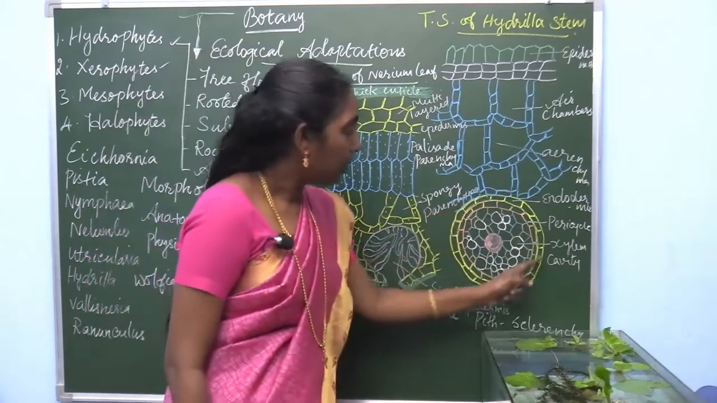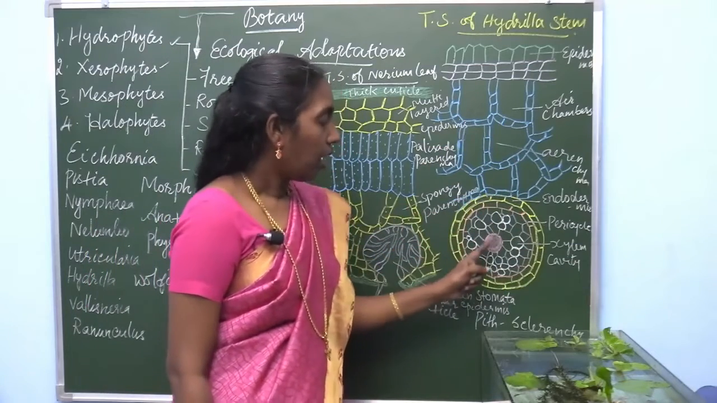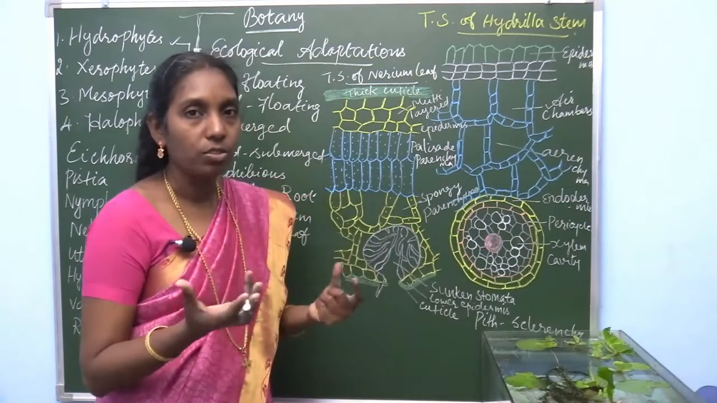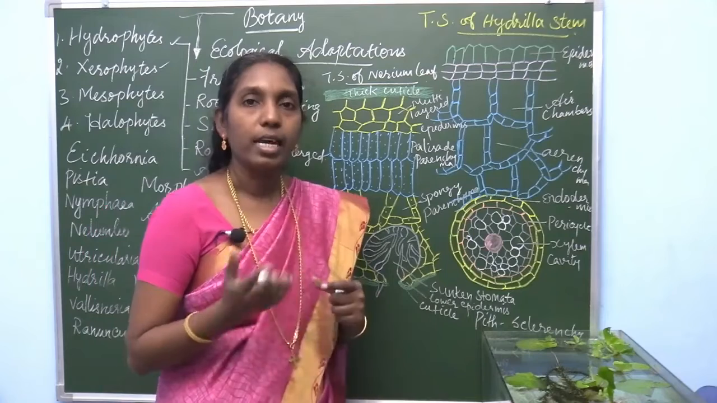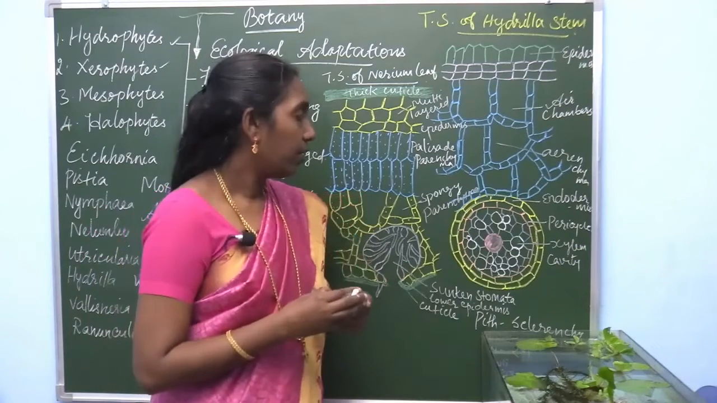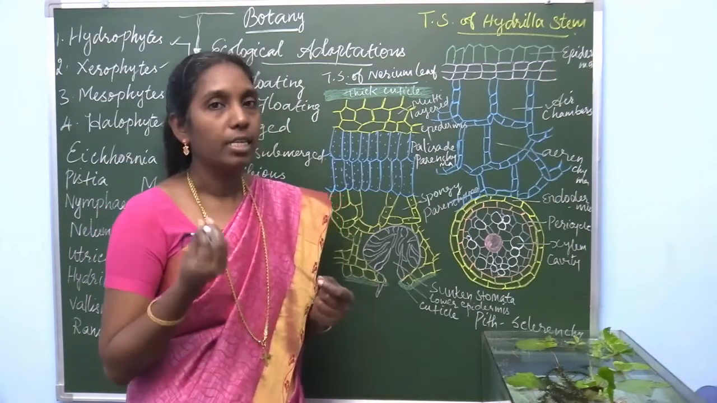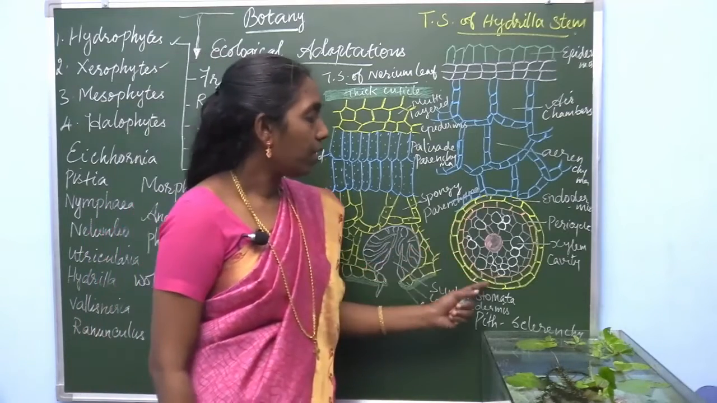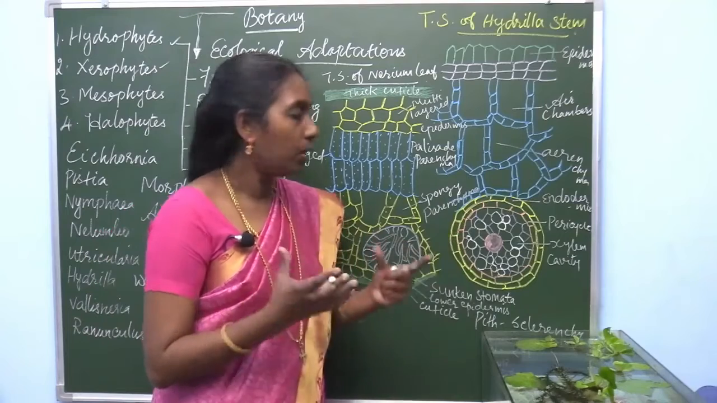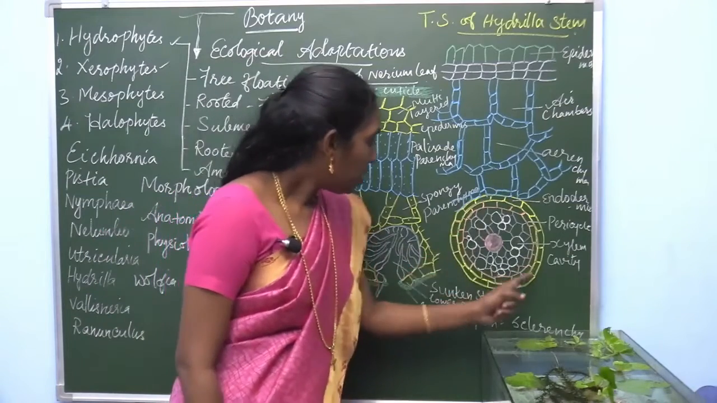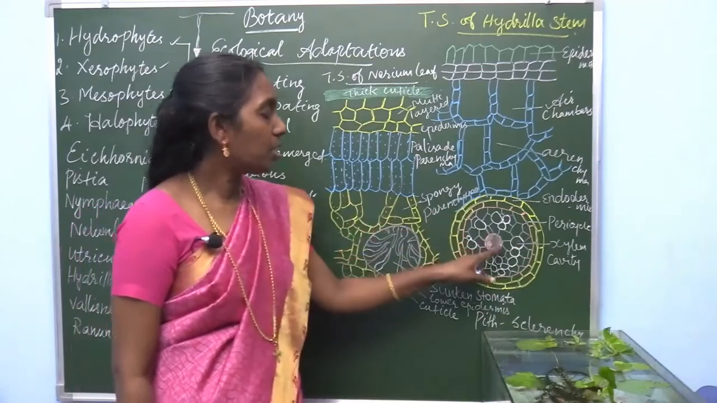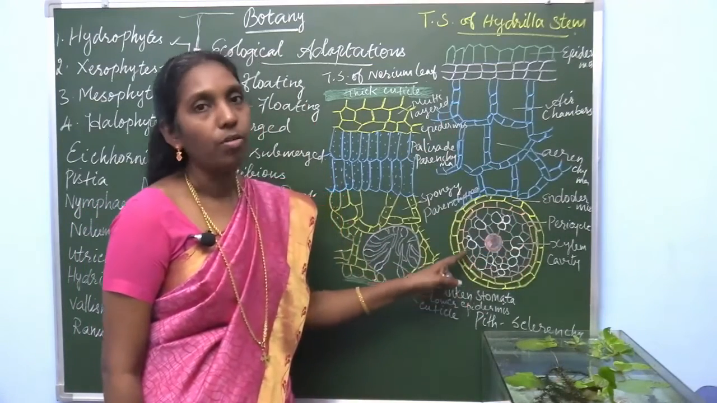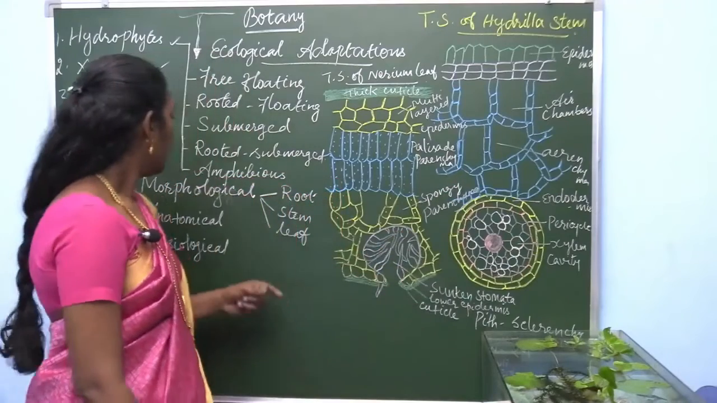And this is the endodermis and pericycle, and the vascular tissues are poorly developed. Their xylem and phloem are poorly developed. In the emerging forms, it is well developed. In the beginning stage it is well developed, but later it is poorly developed. Then the pith is made up of sclerenchyma. These are the anatomical adaptations of hydrophytes.